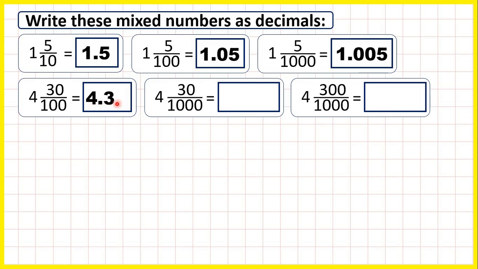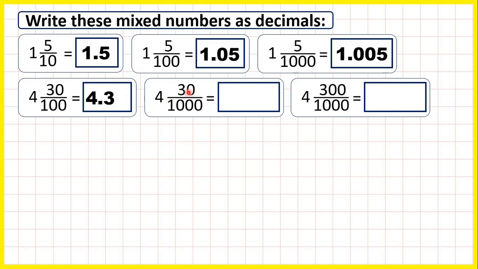We don't need zeros on the end of decimals, and that's because if we simplify 30/100, that's equivalent to 3/10, so we can just write 3 in our tenths column and we don't need 0 in our hundredths.